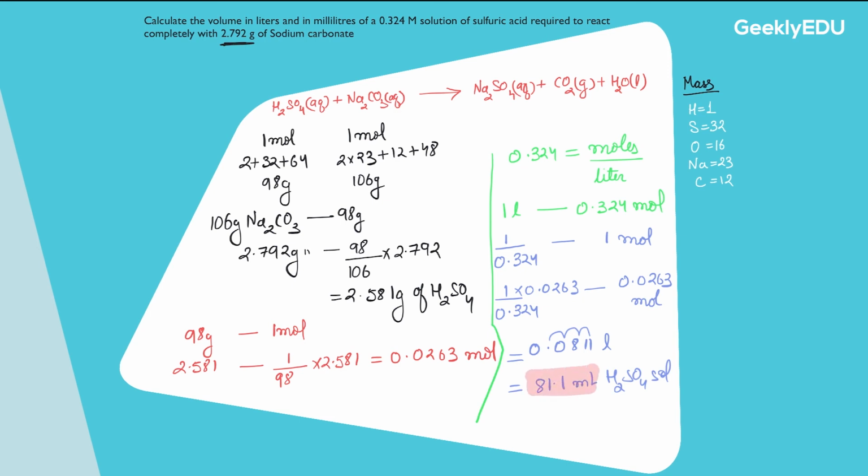So I hope this helps you understand how to use stoichiometry to calculate a lot of stuff using a simple equation. Thank you.